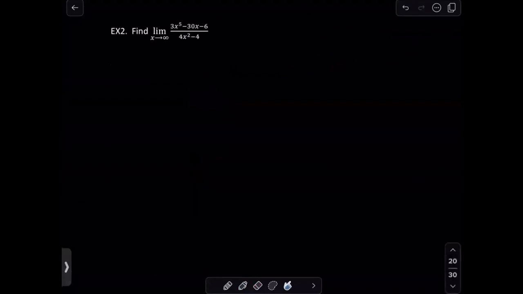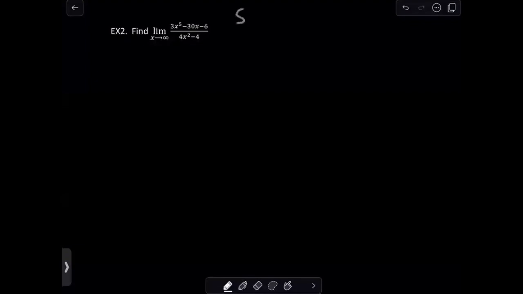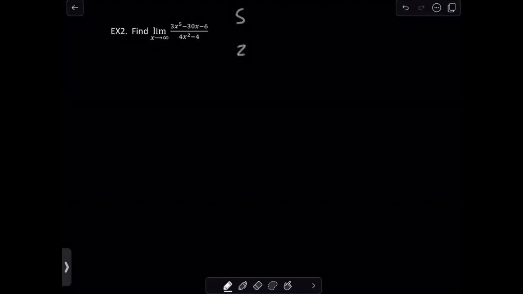All right, take a look at this, identify the case, and try to solve it. All right, let's look at this. This is a situation where the degree of the numerator is 5, and the degree of the denominator is 2.